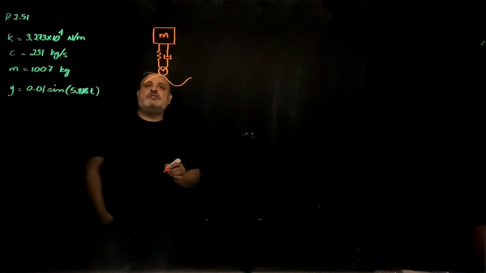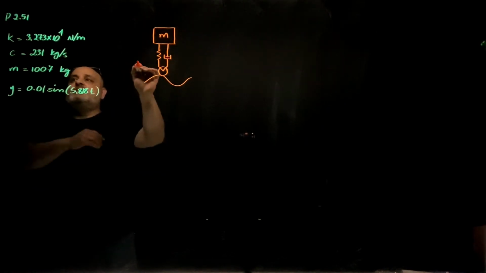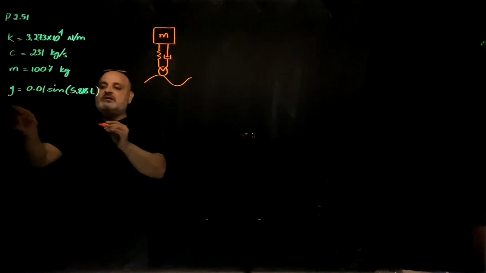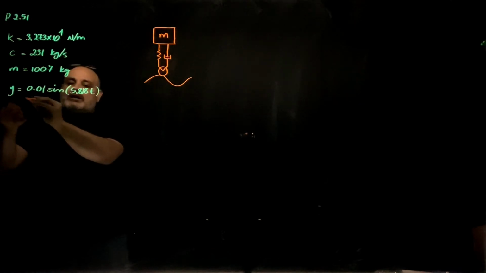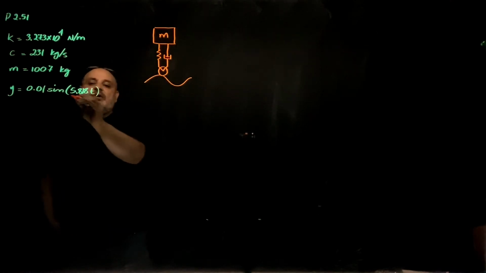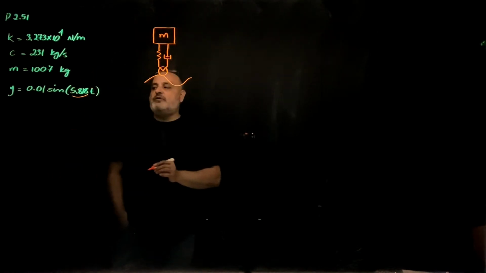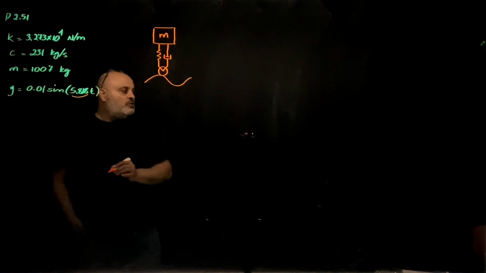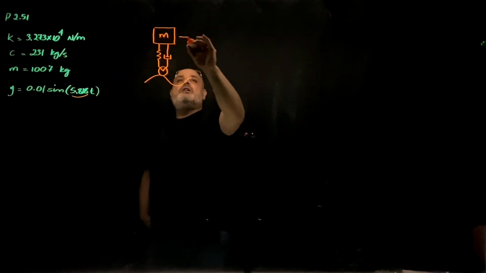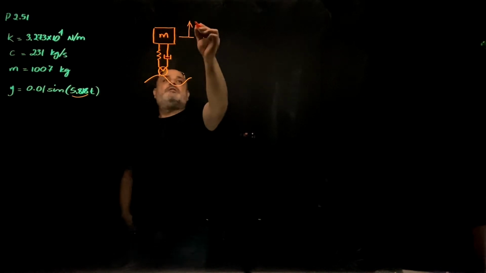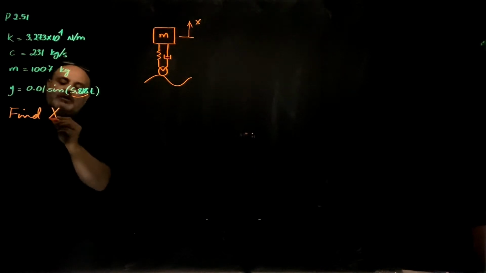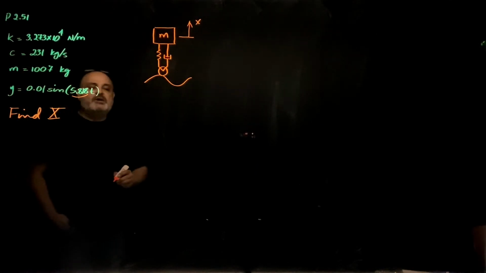Now, given the parameters, the stiffness of the spring and the damper constant and the mass, and here's the excitation term, y is 0.01 meters, and this is the excitation frequency, the base frequency, and we need to determine the amplitude of the vehicle motion. We need to find the maximum amplitude x of the motion.